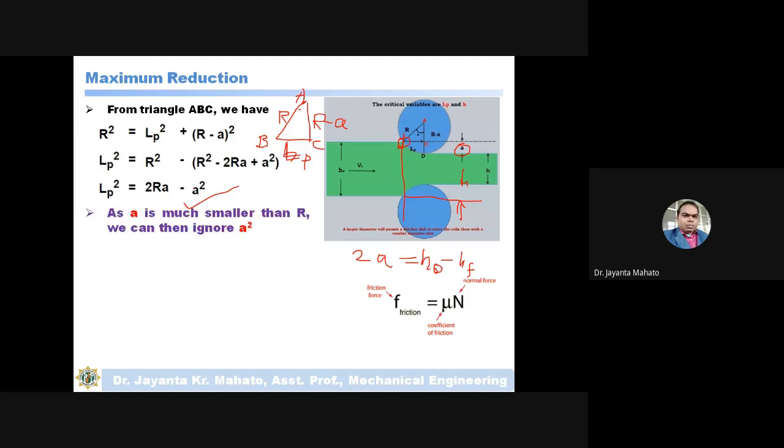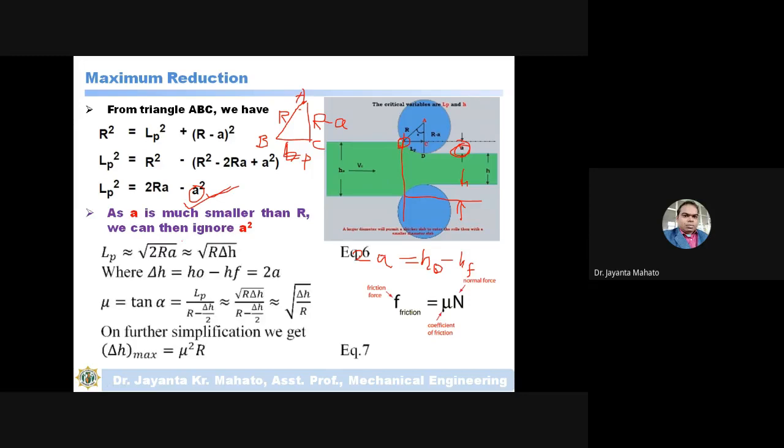But here a is very small, the reduction in height in both directions is very small, so the square value will be very less. Ignore this a square value, then LP square equals 2Ra, and LP becomes root of 2Ra, and this 2a is nothing but H naught minus H final, which is del H.